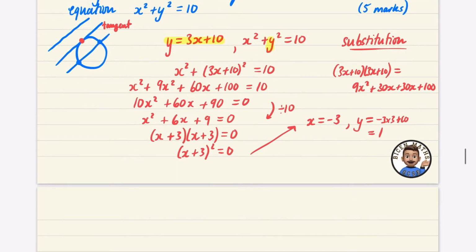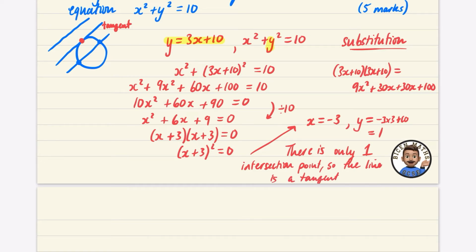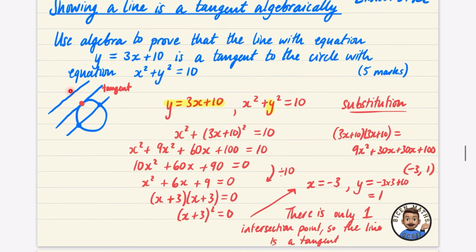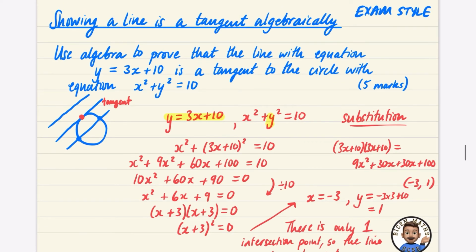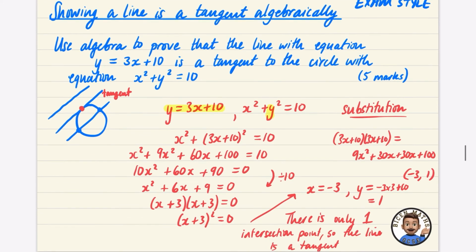So we just need a little sentence to say there is only one intersection point, so the line is a tangent. We only came up with one intersection point, which was (minus 3, 1). There was only one solution. Remember, when you do these normally, you're often going to get two solutions. There's only one at this point, so it is a tangent. And obviously, we could have no solutions as well, which would have meant there was a quadratic that had no solutions.